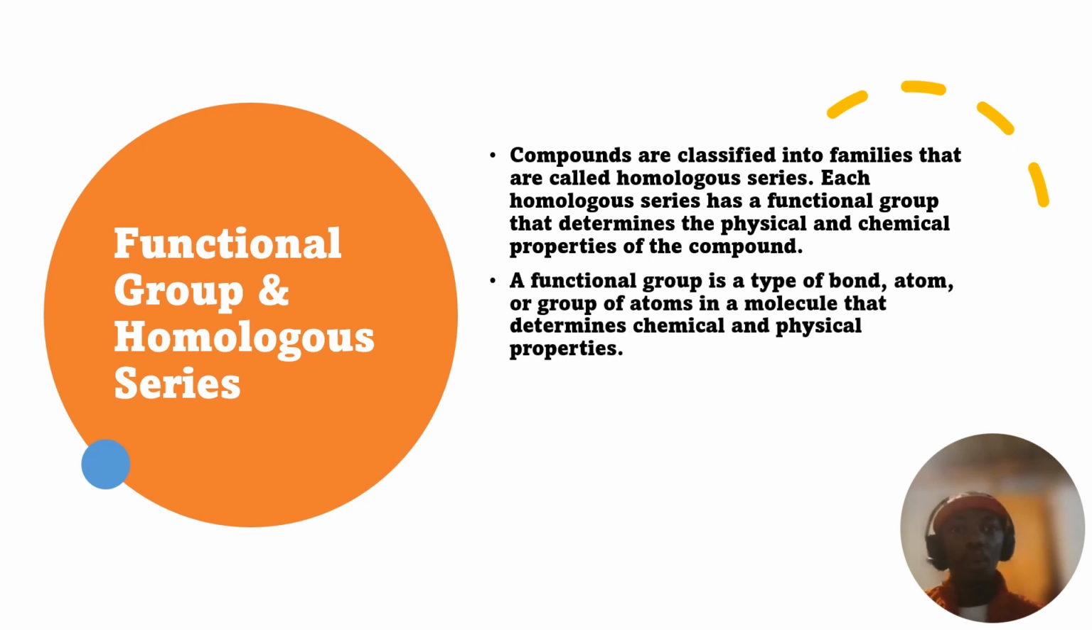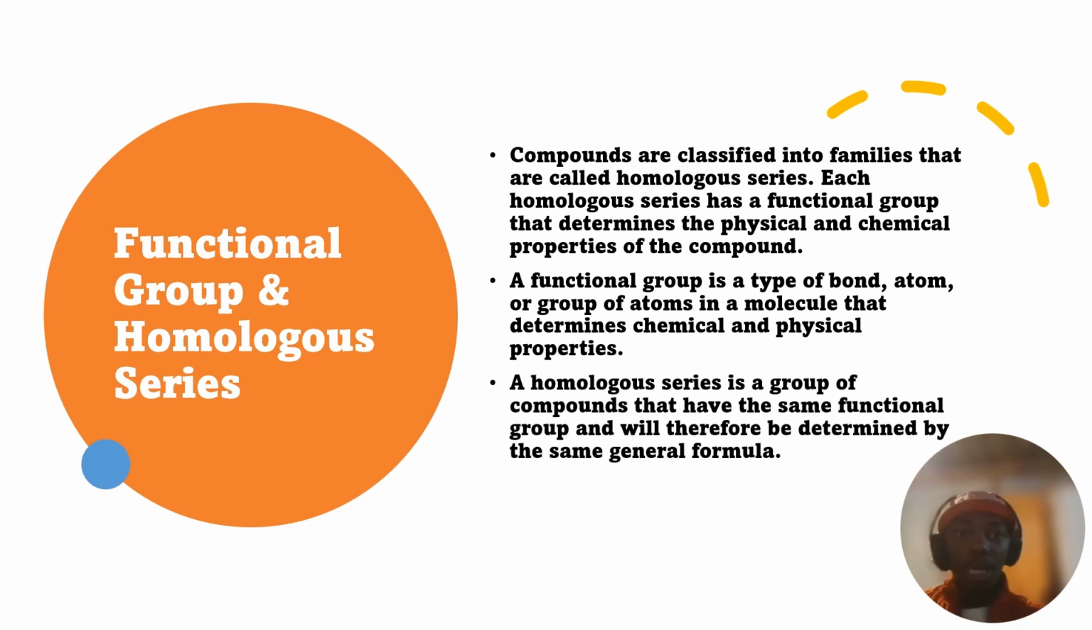And then it says a functional group is a type of bond or atom or group of atoms in a molecule that determines the chemical and the physical properties. This just reemphasizes the previous point that without the functional group, we wouldn't be able to tell which homologous series we are in. Also, the key properties of a homologous series are determined by the functional group, which means your boiling point, your melting point, and your other physical properties like vapor pressure and viscosity are mostly determined by your functional groups, guys.